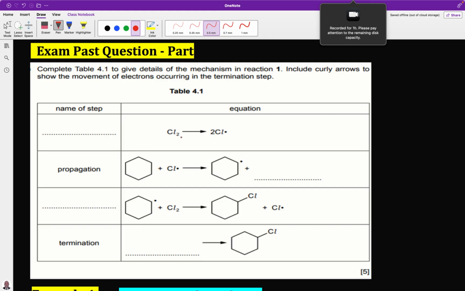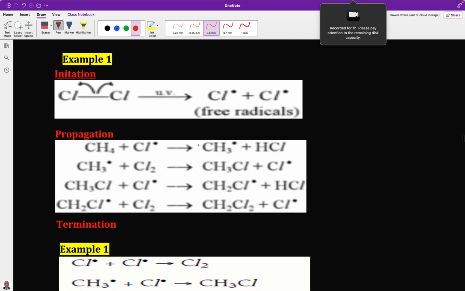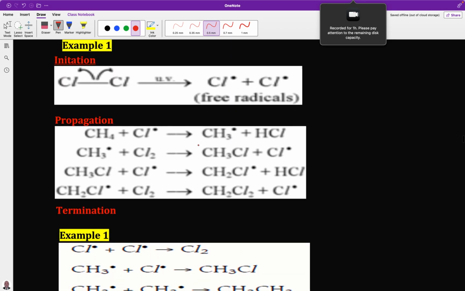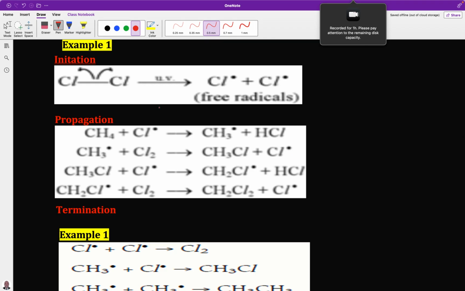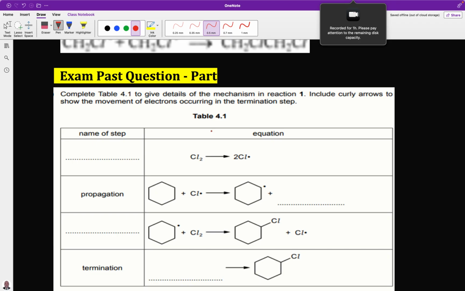What molecule do you think will result in this? A chlorine molecule to give two chlorine radicals. You see, there are 2 chlorine radicals there. So what stage is that? That is the initiation stage. So we say this is the initiation step.